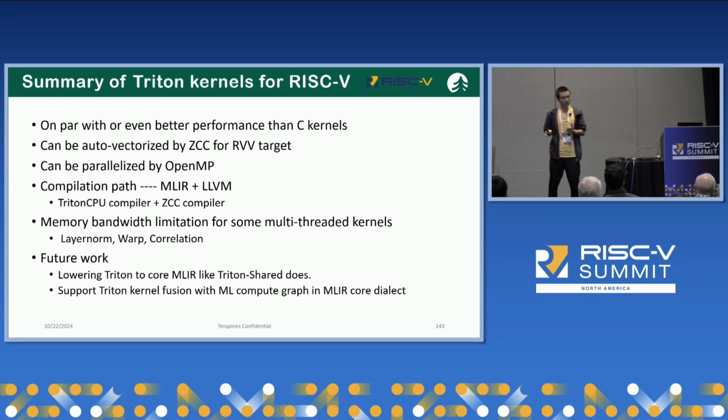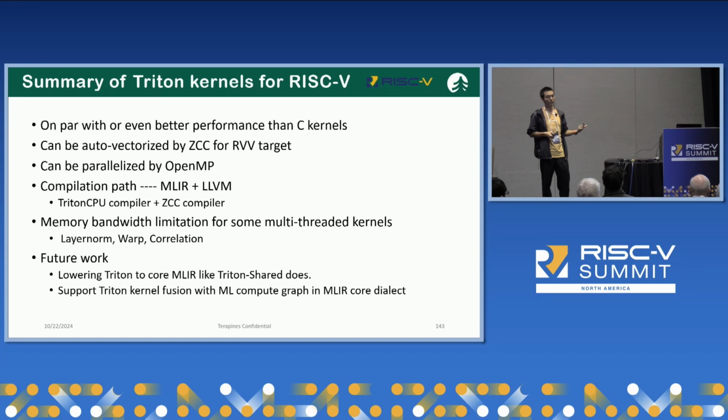In general, we have seen the Triton kernel has on par performance against C kernels. And it can be auto-vectorized by GCC and ZCC for RISC-V targets. And it can be parallelized by OpenMP with MLIR OpenMP dialects. So the compilation path of the Triton kernel goes from MLIR to LLVM. We use the Triton CPU compiler as the compiler front end, and the ZCC compiler as the backend compiler. And just as I mentioned before, the memory bandwidth limits the multi-threaded kernel performance.